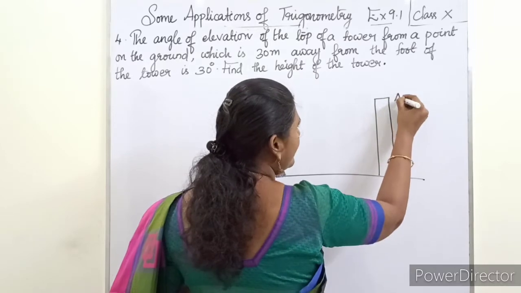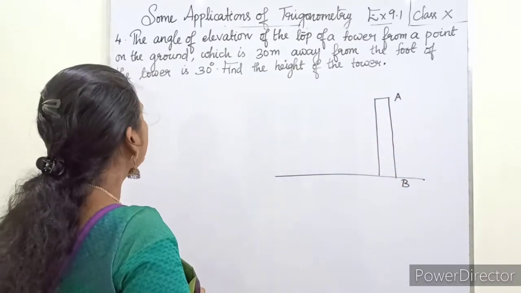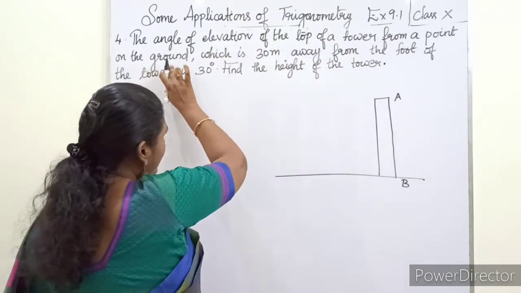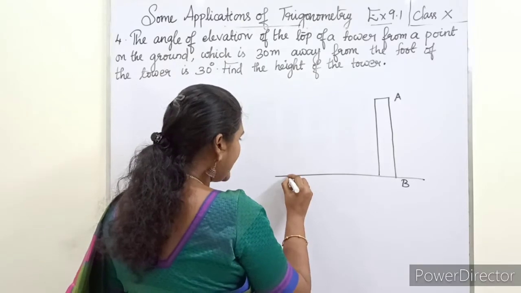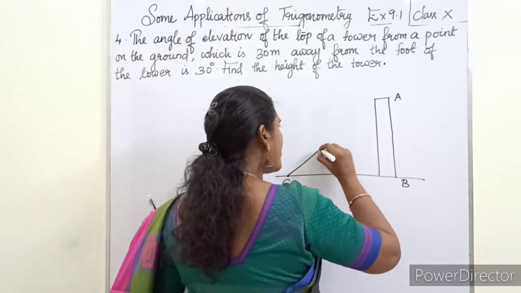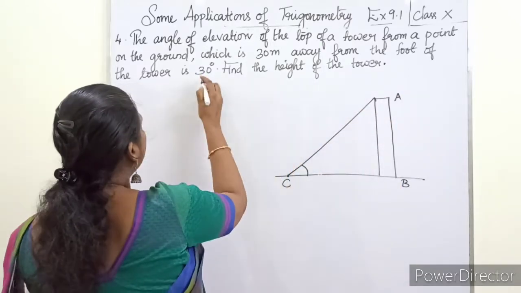So this is tower AB. We will denote this tower as AB and the angle of elevation from a point on the ground. So here we will take a point, C is a point on the ground. From this point we are observing the top of the tower. So the angle of elevation is given as 30 degree.